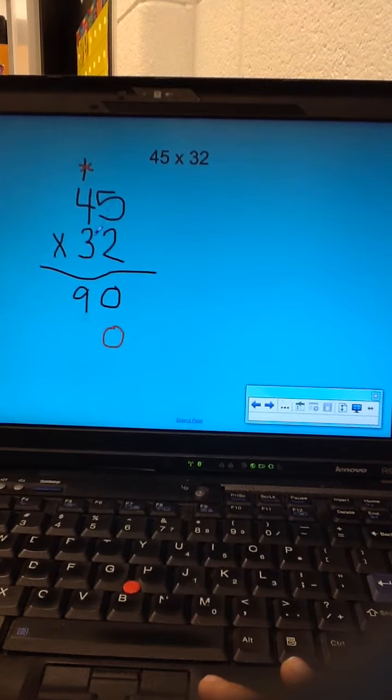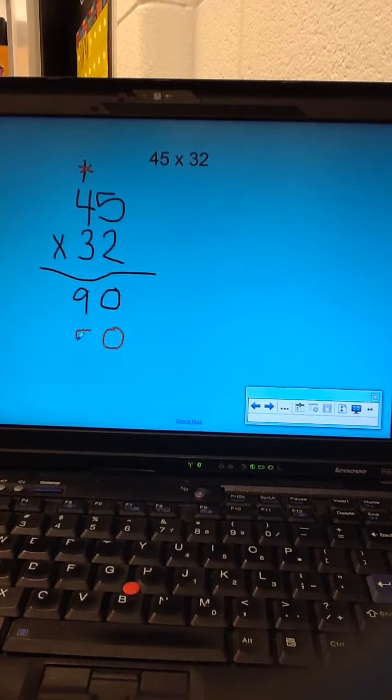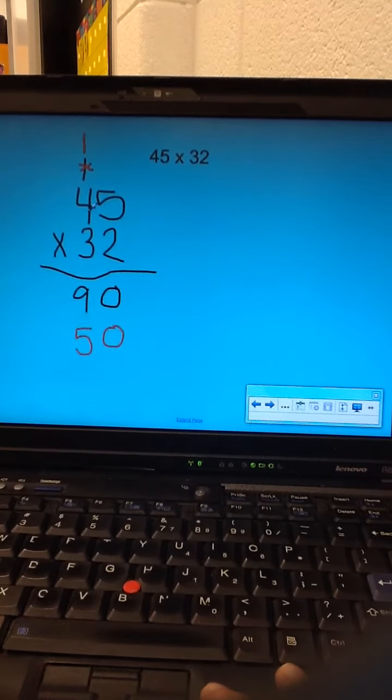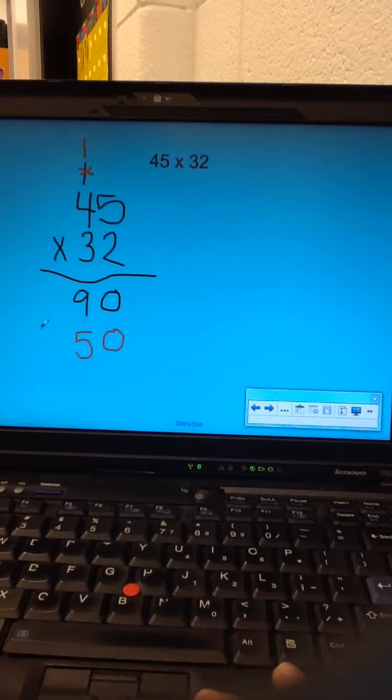So now, after I've put a 0 down to hold my place value, now I multiply 3 times 5 and 3 times 4. 3 times 5 is 15. So I write my 5. And I did have to carry a 1. And I carry the 1. 4 times 3 is 12 plus 1 is 13.